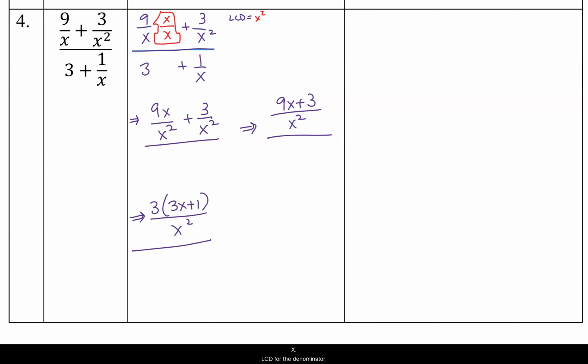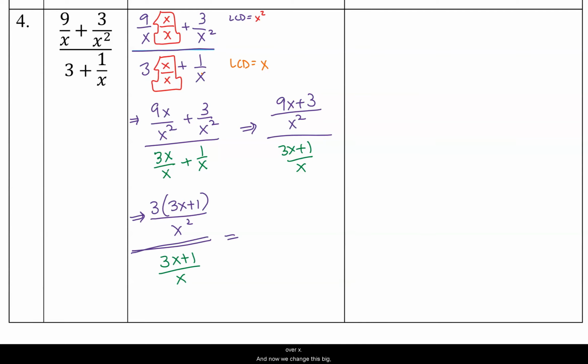3 plus 1 over x. LCD for the denominator, I only have one denominator, it's x. So I still need to multiply the 3 by that special form of 1, x over x. And we end up in the denominator, 3x over x plus 1 over x. I have the same denominator here, 3x plus 1. I can't factor anything out, so I'm just going to go ahead and write it over here. 3x plus 1 over x.